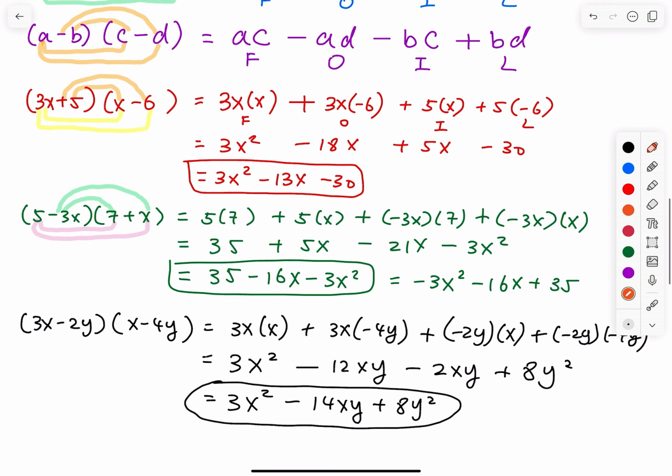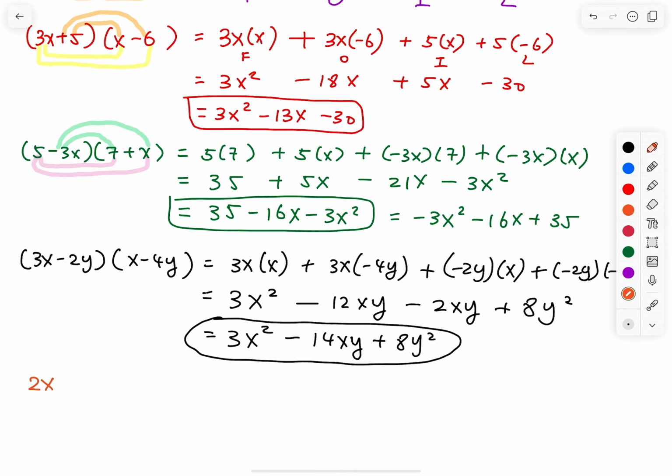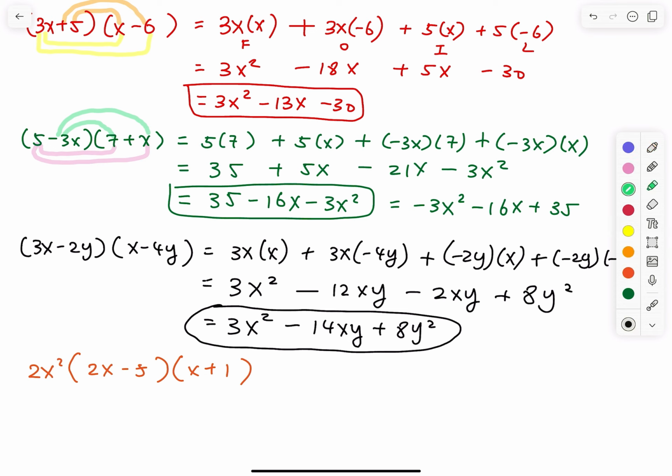Let's do one more. How about 2x squared times 2x minus 5 times x plus 1. They are all multiplication. You can FOIL the two parentheses first, but I prefer to do the distribution first. So 2 times 2, 4, x times x, x to the third, 2 times negative 5, negative 10, x squared. Then you have a binomial. You multiply it by another binomial.